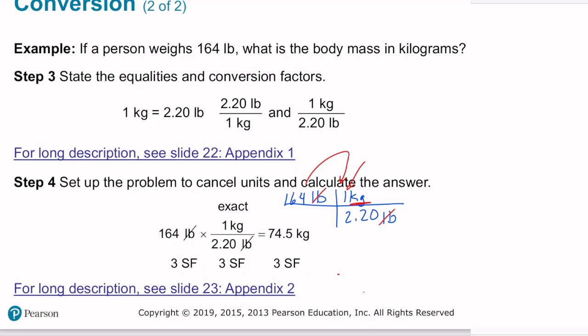Since this conversion factor is a conversion between metric and US units, we'll be limited by the number of significant figures in our measured value, which is 2.20, and it has 3 significant figures. Also, our original number has 3 significant figures, and we're multiplying and dividing, so we're limited by the number of significant figures in each one of the numbers that we're using, and therefore we're limited to 3 significant figures in our final answer.